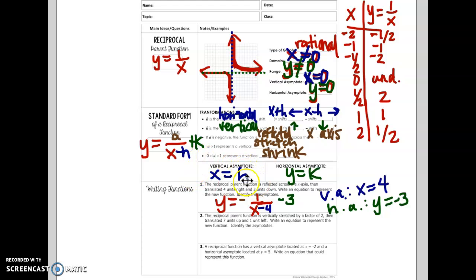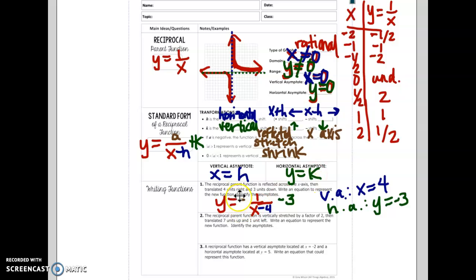So that's my vertical asymptote. Then if this is an up-down shift, and normally the horizontal asymptote is at y equals 0, if we get moved up k, then we know our horizontal asymptote is at k. Hopefully that kind of makes sense.